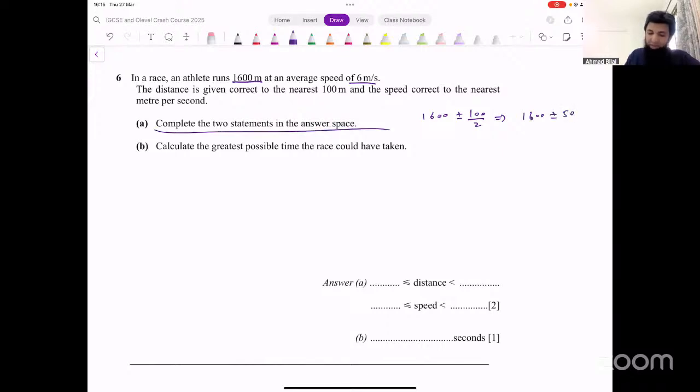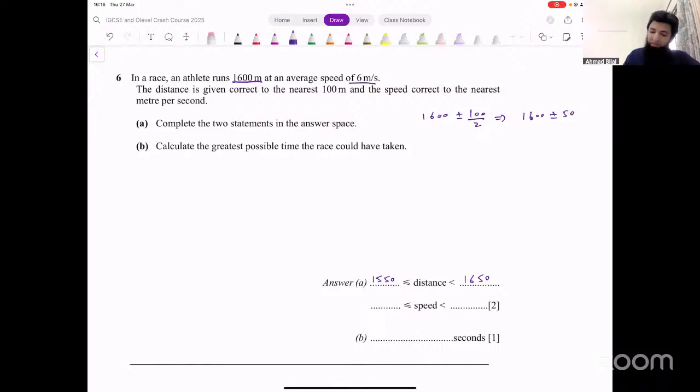It's just complete these statements in the answer space. Distance is going to be between these two numbers, 1600 minus 50 and 1600 plus 50. What is 1600 minus 50? That's 1550. So the least possible value of distance is 1550. The maximum possible value of distance, 1600 plus 50, that would be 1650. So the actual distance is anywhere between 1550 and 1650.